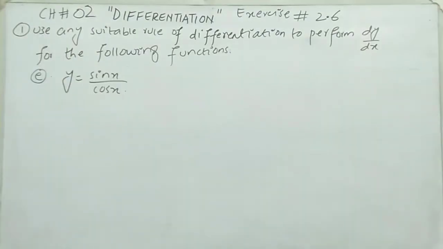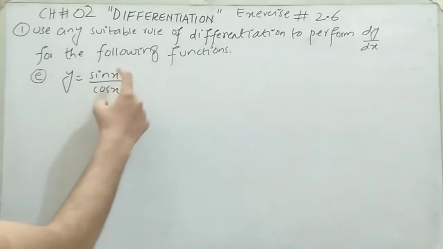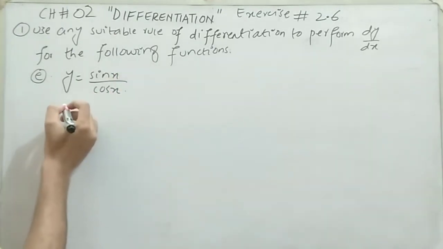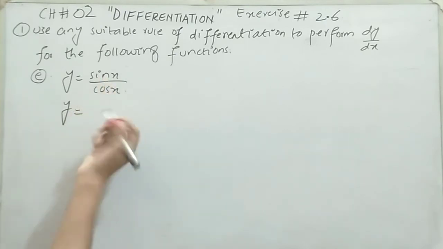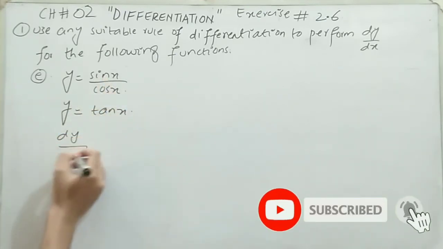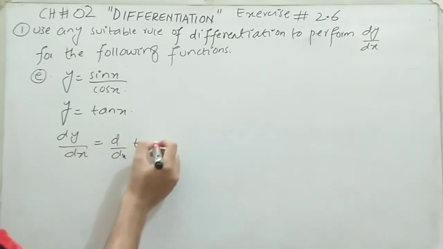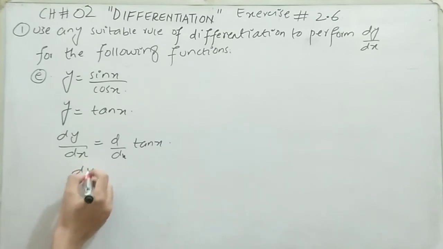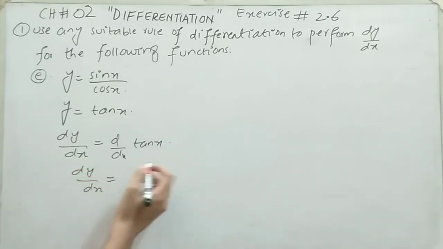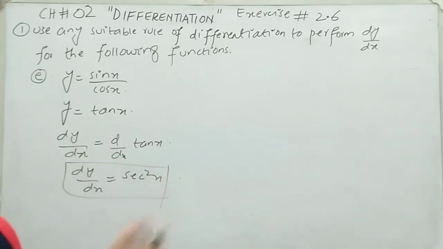Now move toward part number E. It tells that a function is given, y is equal to sin x divided by cos x. Find the derivative of this function. So y is equal to, you know that sin x divided by cos x is actually equal to tangent x. Taking the derivative of both sides, dy by dx will be d by dx of tangent x. The derivative of tangent x is secant square x. So this is the required derivative for part number E.